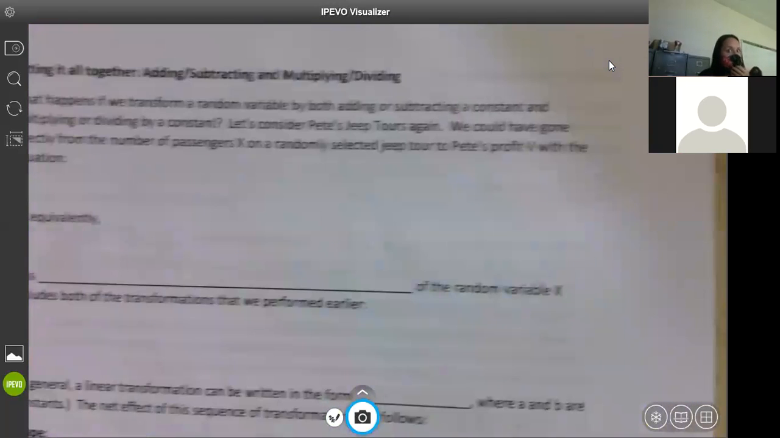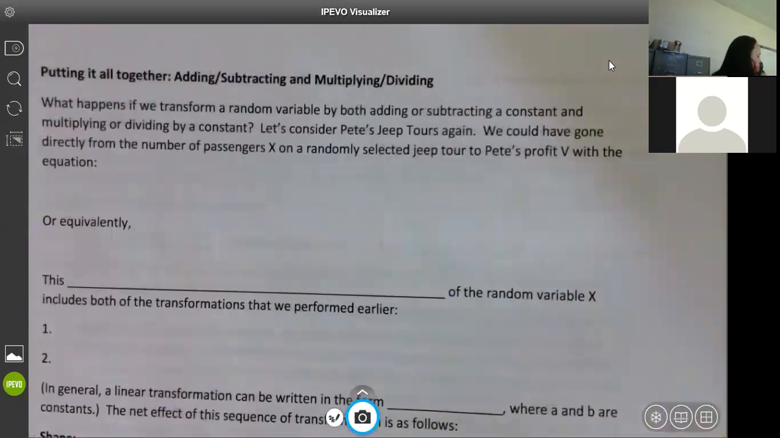All right, putting it all together, just reviewing it again, adding, subtracting, multiplying, dividing. So what happens if we transform a random variable by both adding or subtracting a constant and multiplying or dividing by a constant? Let's consider Peach Jeep tours again. We could have gone directly from the number of passengers X on a randomly selected Jeep tour to Pete's profit V with the equation.